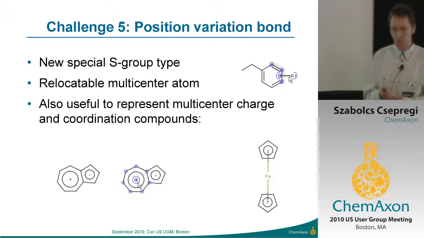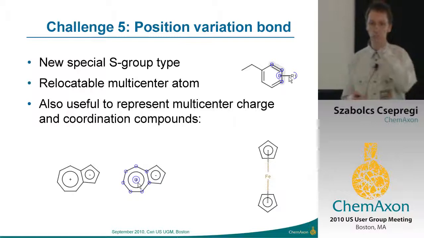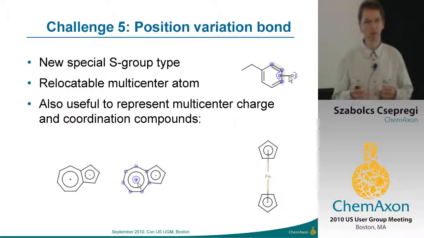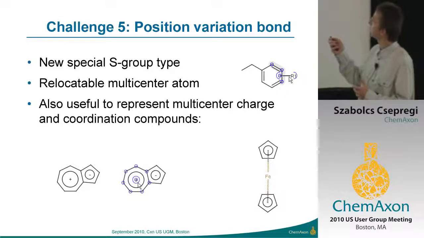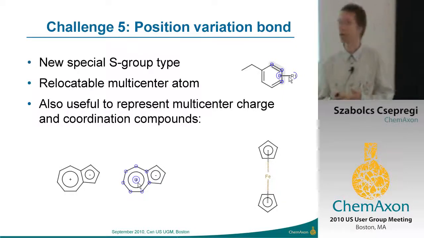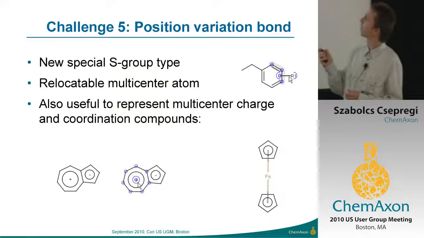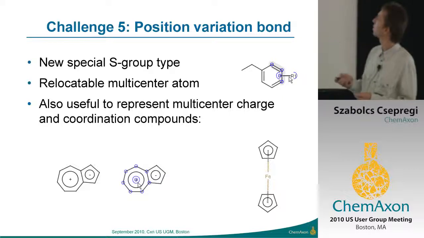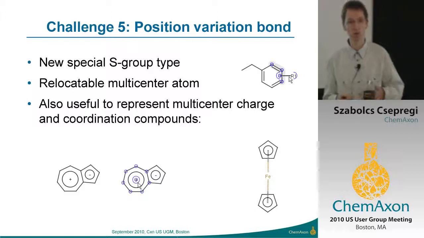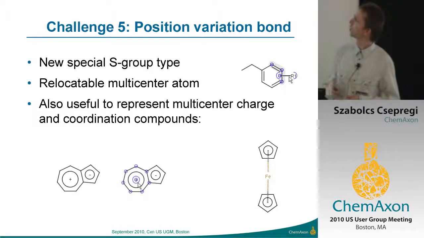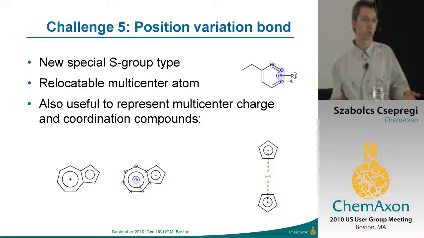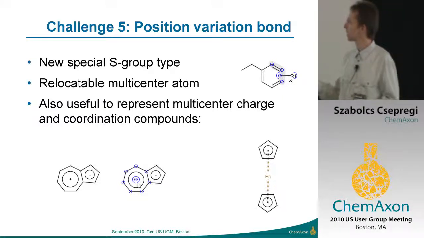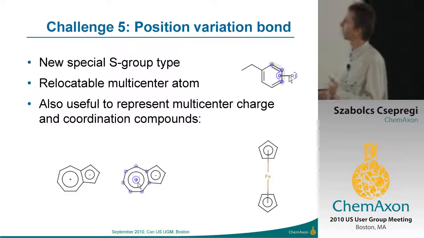Okay. Another challenge was the position variation bond that Ákos has shown already how to draw and manipulate. So for the representation of that, we had to extend the S group hierarchy with a new type, and now we've got a relocatable multi-center atom. And the atoms are highlighted, which relate to the position variation group and so on. But this position variation representation has been also useful in other areas in the structure representation. For example, for the representation of multi-atom charges or coordination compounds.